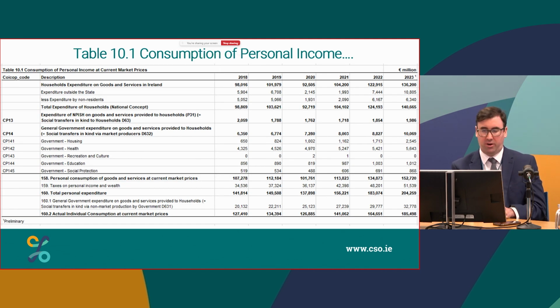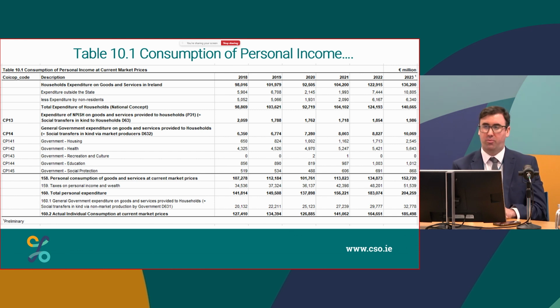That's the current price table. And then there's an equivalent chain link table, I think it'd be 10.3. We have a lot of different aggregates in this table, so I thought I might talk through them. The first row there, households expenditure on goods and services in Ireland, is the sum of the 12 two-digit COICOP codes that we saw earlier, and it represents all the expenditure that happens in Ireland, whether that's by residents or, for example, tourists visiting here.